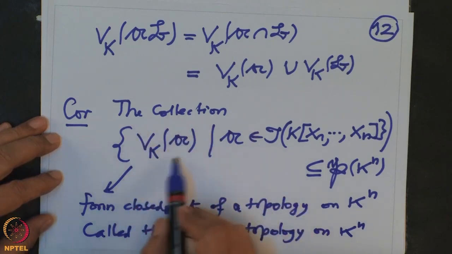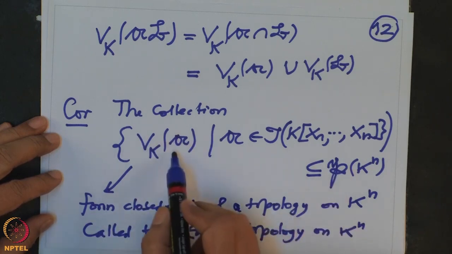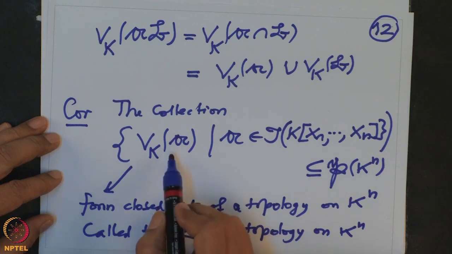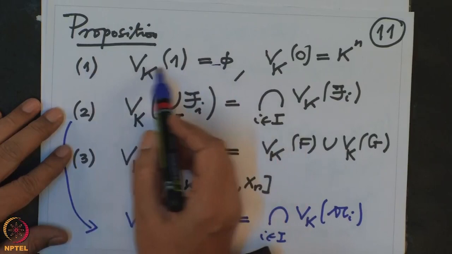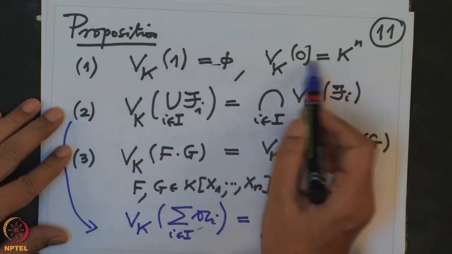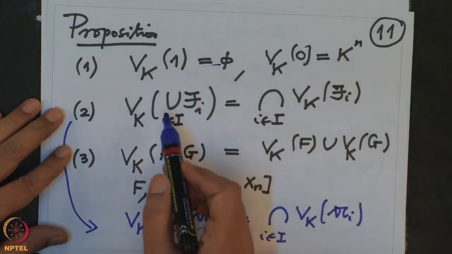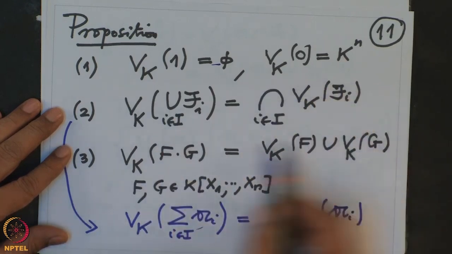If you want to check that some collection forms the closed subsets of a topology, we have to check that the empty set is there, the whole space is there, and it is closed under arbitrary intersection and also closed under finite union. So you see here, this is precisely what I have checked. One is that the empty set is there, two is that k power n is there, and then the intersection is there, and then the union is there. Therefore, it forms a topology. This topology is called the Zariski topology, and next time we will generalize this to an arbitrary ring, and there we will have difficulties, but we will overcome those difficulties by enlarging the set k power n. So that we will do in the next half.